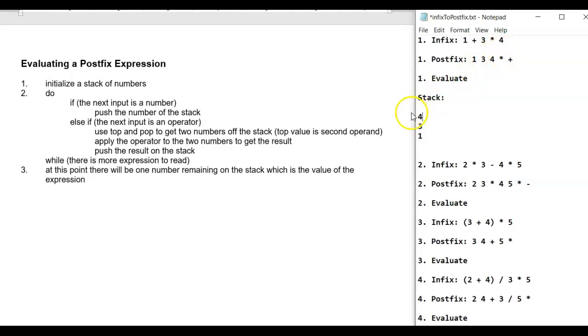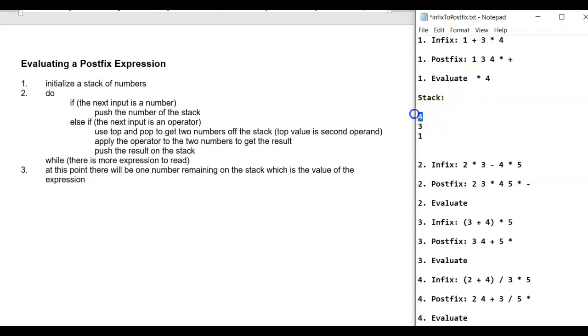And then we have multiplication. So if the next input is an operator, which is multiplication, use the top and pop operations to get 2 numbers off the stack. And this is going to be the second operand. So you're going to take off the top and then pop it. And that's going to be the right operand, right? We're working on multiplication now.